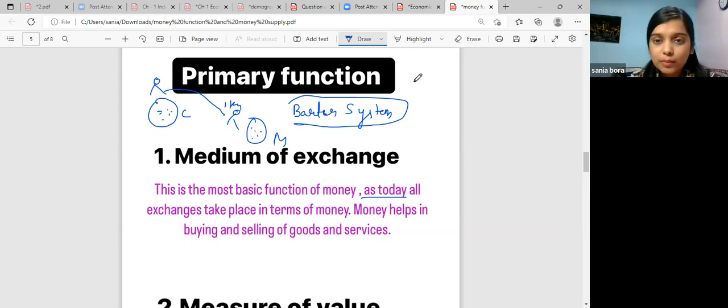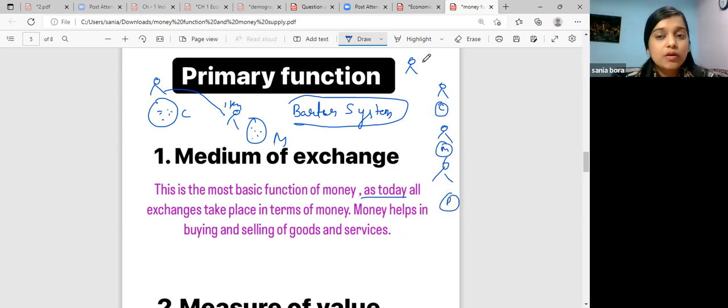But there was a problem. For example, if this is person one, this is person two, this is person three, and this is person four. He's selling coconut, he's selling mangoes, and he's selling pineapple. And this person has, for example, banana. This person needs coconut.